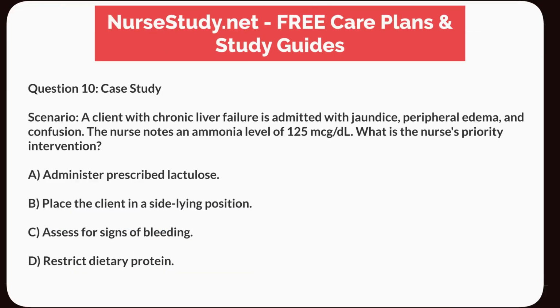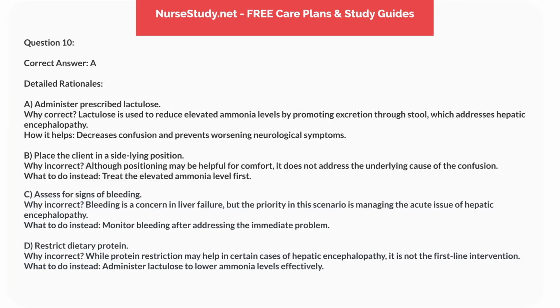Question 10, Case Study. Scenario: a client with chronic liver failure is admitted with jaundice, peripheral edema, and confusion. The nurse notes an ammonia level of 125 micrograms per deciliter. What is the nurse's priority intervention? A. Administer prescribed lactulose. B. Place the client in a side-lying position. C. Assess for signs of bleeding. D. Restrict dietary protein. Correct answer: A.